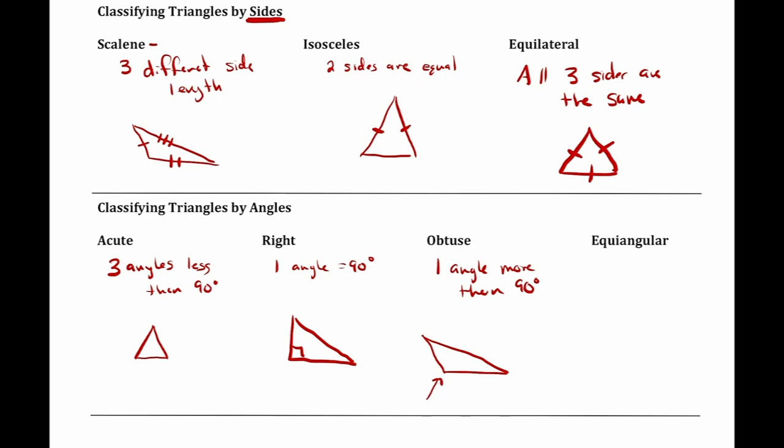And then we have equiangular. Again, we're familiar with this. It means all the angles are the same. So all the angles are equal. And so an equiangular triangle, we're going to have all of our angles be the same. Okay, so that's classification, classifying by sides and angles.